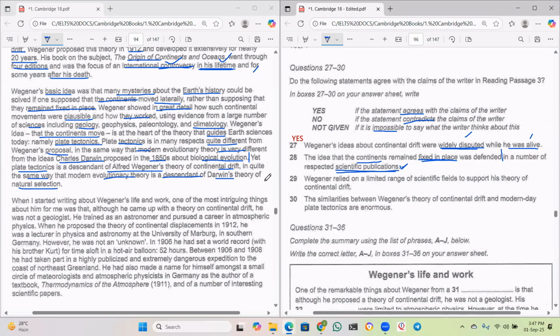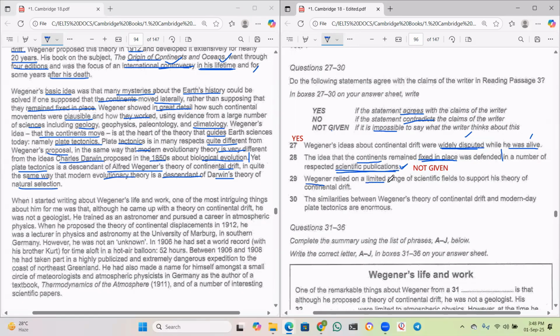Where is it mentioned in the paragraph? I didn't read anything. So, what should be the answer, guys? Because we did not read anything about scientific publications, it is nowhere given, right? So, what should be our answer? Should be not given, right? Yes. So, not given is my answer. Let's move to the next question.